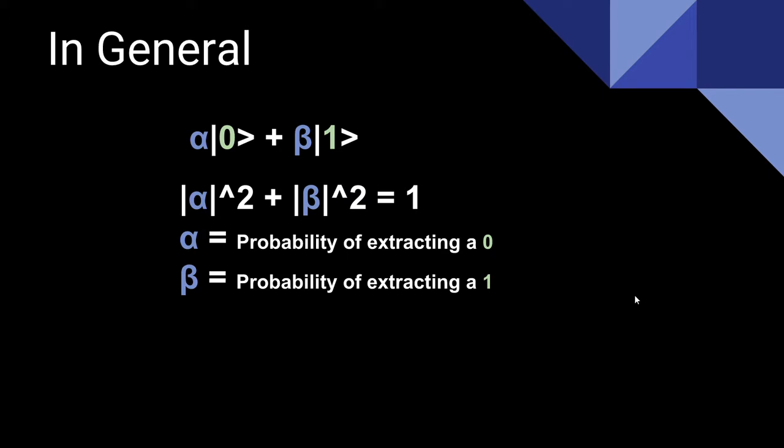So for example, if you want to encode a 1, you might put the superposition state as 60% pointing in the 1, the spin down direction. So that would give you a higher probability of extracting a 1.